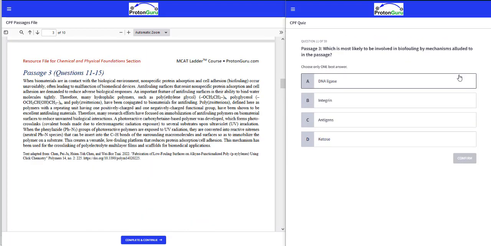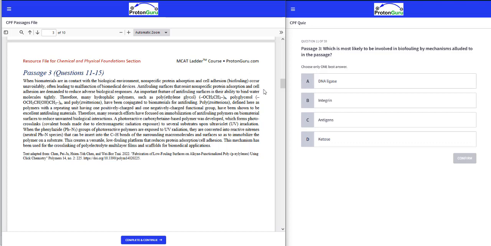Now we move on to passage 3, which will cover questions 11 through 15. The number of questions you may have noticed isn't the same for every single passage. So when you go to the MCAT, make sure you sort of budget your time according to how many questions you can get out of a given passage.